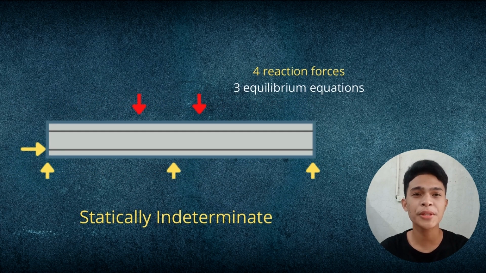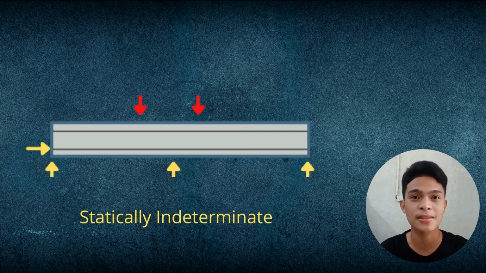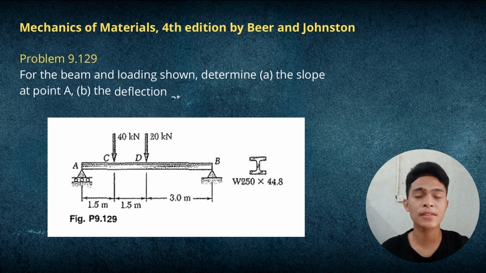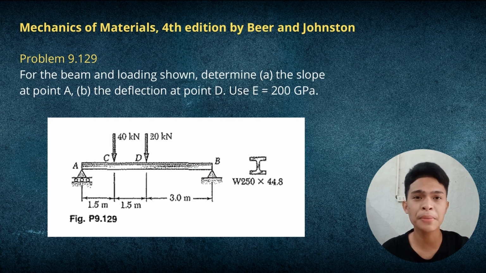For some beam configurations, here we can see that in this beam, we have 4 reaction forces but only 3 equilibrium equations, and thus, we can use the moment area theorem to solve this beam by determining the reactions at the supports. From the book Mechanics of Materials, 4th edition by Beer and Johnston, we have problem 9.129. For the beam and loading shown, determine θA, the slope at point A, and yD, the deflection at point D. Use E equal to 200 GPa.